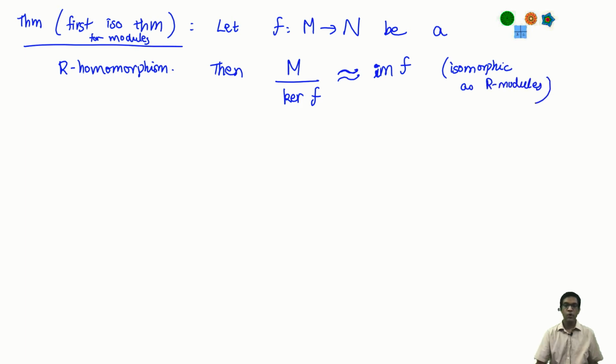Okay, so M modulo the kernel is isomorphic to the image. That's, as in all the earlier cases, the statement of the first isomorphism theorem. And in fact, the proof is very quick here, because, remember, we already have a first isomorphism theorem for groups. Okay, so proof, recall, so let's do the following.